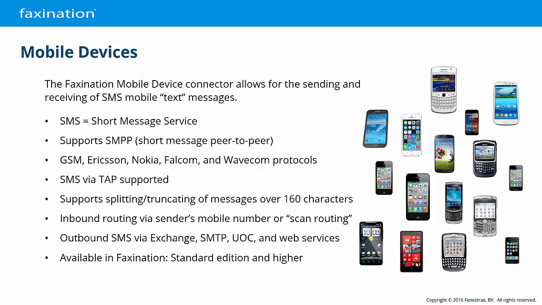The handling of outgoing messages larger than 160 characters is configurable. Inbound routing can be based on the sender's mobile number or text triggers within the message. You can generate outbound messages through Exchange or SMTP email, SAP, and the Universal Output Connector in plain text mode, but the most common implementation is via the Faxination Web Service Connector triggered by automated processes.